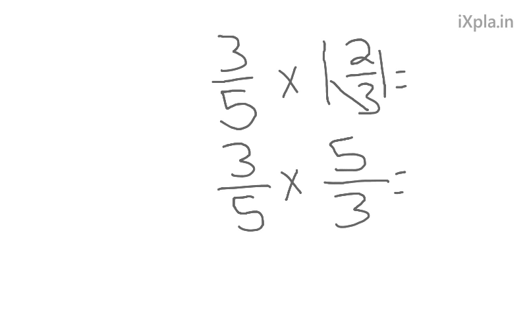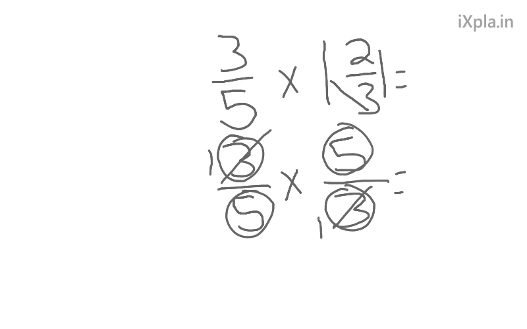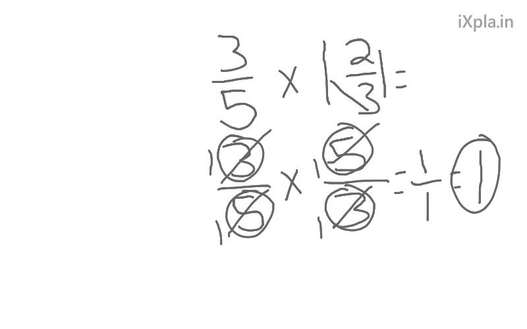Now we need to do our cross-canceling. What goes into 3 and 3? 3 does. 3 goes into 3 once. 5 and 5, same thing. 5 goes into 5 one time. And we multiply across and we get 1 over 1, which is the same as 1. All that work to figure out that our answer was 1.